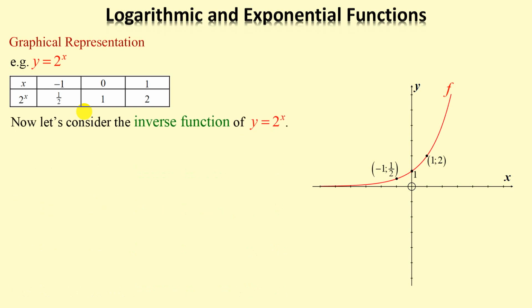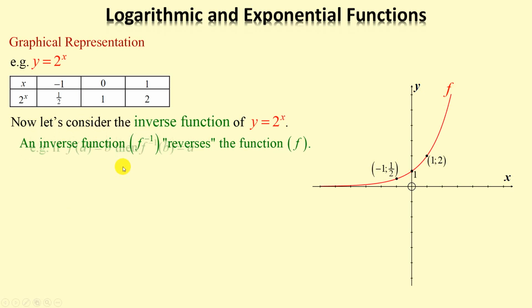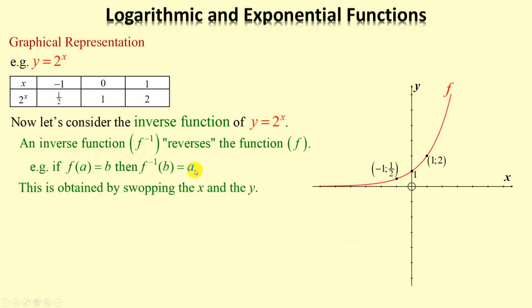Now we're going to look at an inverse function of y equals 2 to the x. An inverse function actually reverses the function. You'll see that is the function f. Now we're going to draw the graph of f minus 1, which is the inverse function. The way an inverse function works, if f of a equals b, then f minus 1 of b equals a. So we go from a into the function to get b. Now we put b into the inverse to get a. And it's obtained by swapping the x and y values, always, to find an inverse function.